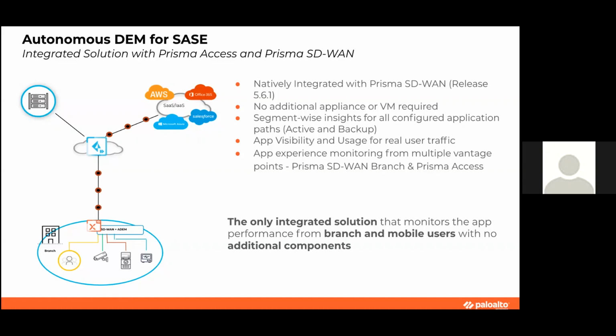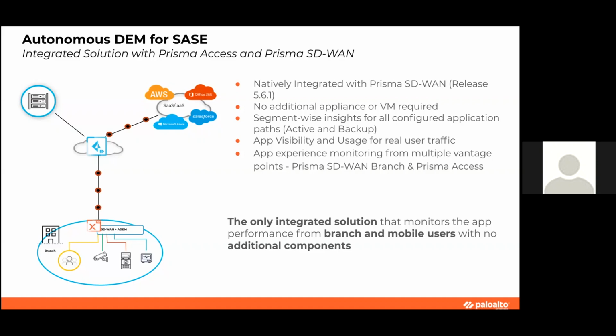Autonomous digital experience management is a service that provides native end-to-end visibility and insights for all users traffic in your secure access service edge or SASE environment. Autonomous DEM functionality is natively integrated into the Global Protect app and Prisma Access, and therefore does not require you to deploy any additional appliances or agents. Because of this native integration, the ADEM service enables synthetic tests for applications you specify both from the endpoint and from different vantage points in the Prisma Access.